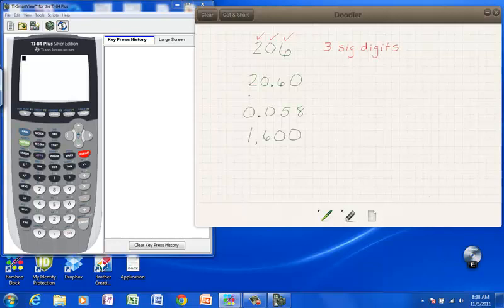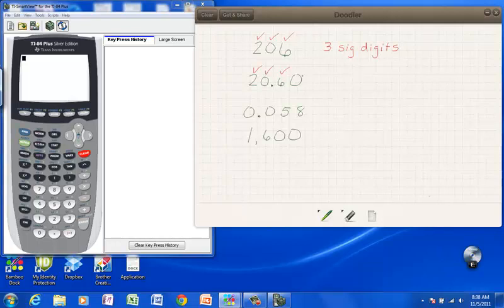So let's take a look at the second example. Again, the 2 and the 6 are significant digits. A 0 in between is a significant digit. And now we have to think about this last 0. Now, if we were to write 20.6, it would mean the same thing as 20.60.